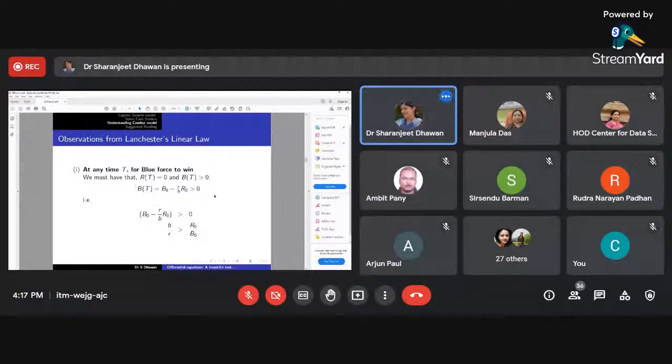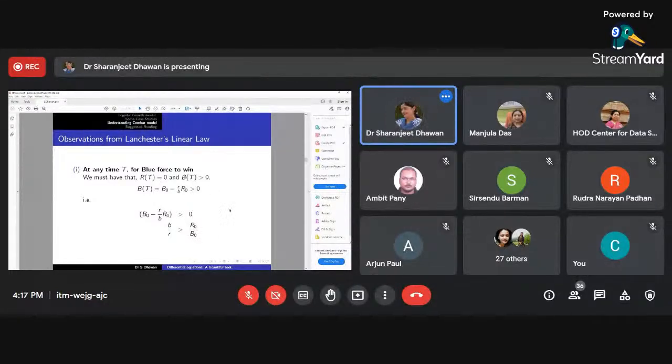We rearrange these terms, and we reach this conclusion: for the blue force to win, the effectiveness ratio needs to exceed the initial force ratio. This is our initial force ratio, R0 over B0, and this is our effectiveness ratio, which was given by the attrition rates of the red and blue armies. When this ratio is greater than the initial force ratio, then we say that our blue army is winning.